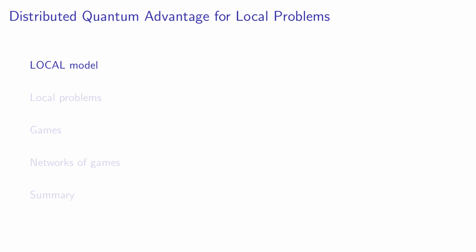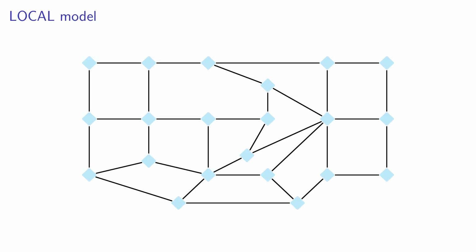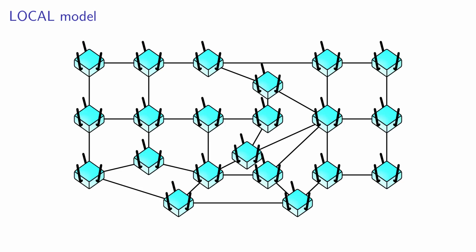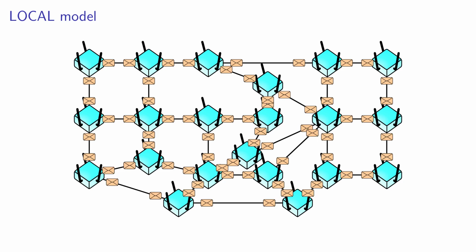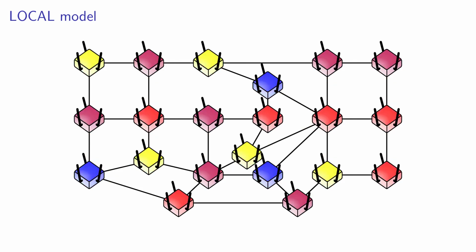But without further ado, let's get started by defining the local model. In the local model, we have a graph that represents a network of computers. Imagine that each node of the graph is a computer and each edge represents a communication link between the nodes. Then our computation proceeds in synchronous rounds. So in one round of computation, each computer first prepares a message based on their local knowledge and then they send it to their neighbors. And based on these messages they receive from their neighbors, they update their local state. And this is one round of computation.